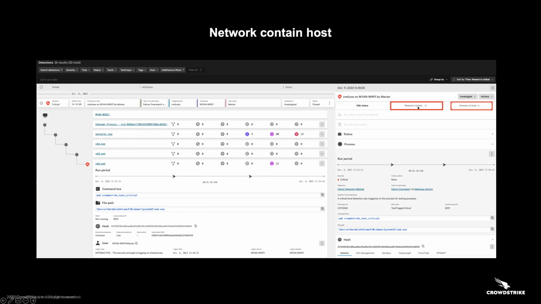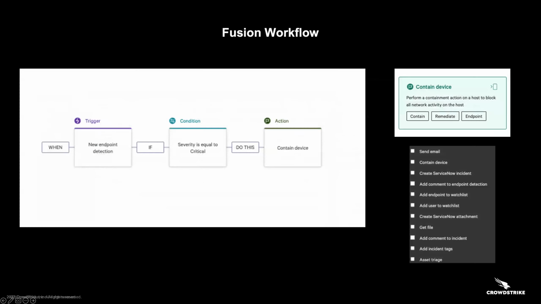And I mentioned during the presentation at the beginning that we also have something called Fusion Workflow. With Fusion Workflow, this process, which I just described to you, we can automate. And it is very simple. This automation works on three different sets. One is the trigger, the other one is the condition, and then the other one is the action.